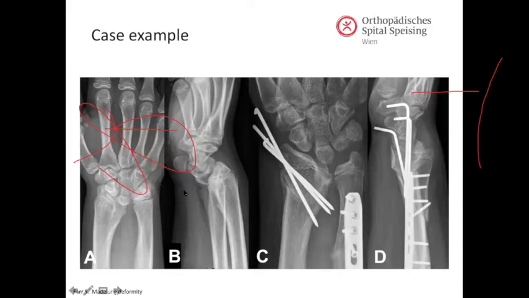So this is a case example with the Madelung deformity, ulnar positive variance, huge palmar displacement. In this case, the patient received a dome osteotomy and ulnar shortening osteotomy, as you can see here.